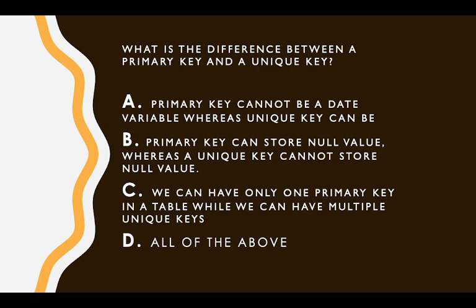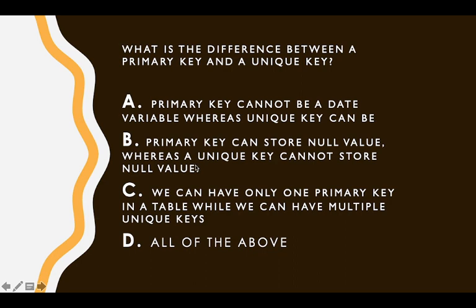All right. So our question is, what is the difference between a primary key and a unique key? Okay, let us see. We have option A, which says primary key cannot be a date variable, whereas unique key can be. I don't think so. Primary key and unique keys are basically not that different, but there's one particular difference that you need to know. But option A isn't that difference.